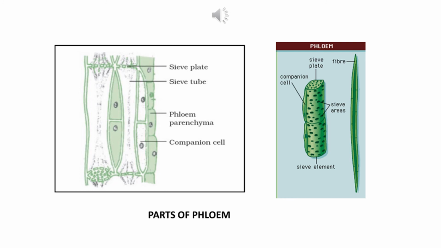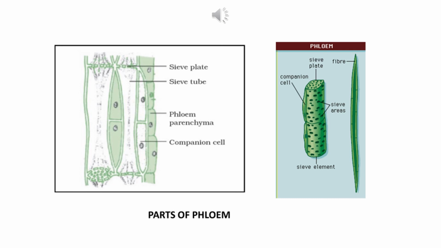The sieve tubes are formed of cylindrical cells that don't have a nucleus in them, and they are arranged in a vertical row, that is, they are stacked one upon the other, end to end. Their end plates are perforated and are called sieve plates. Through these sieve plates, food material passes from cell to cell. Thus sieve tubes play an important role in transporting the food.